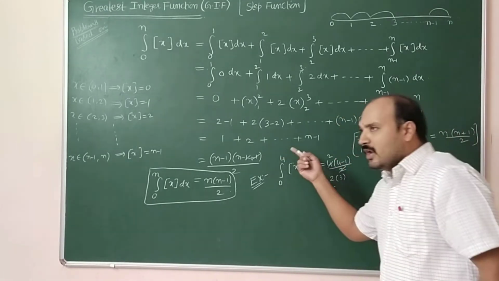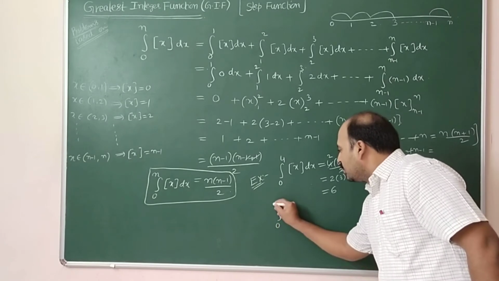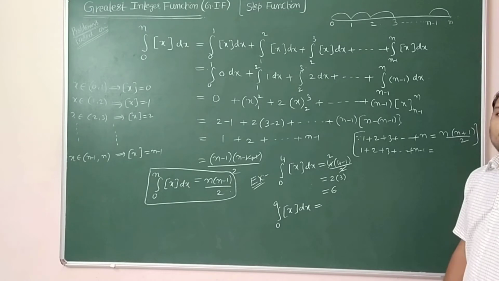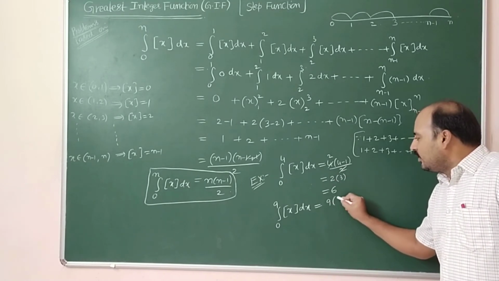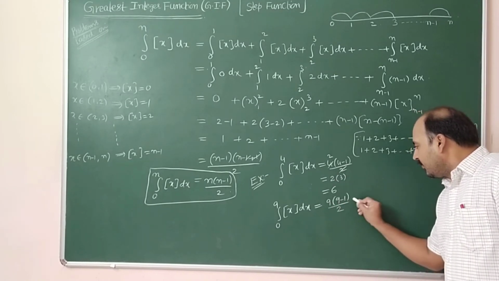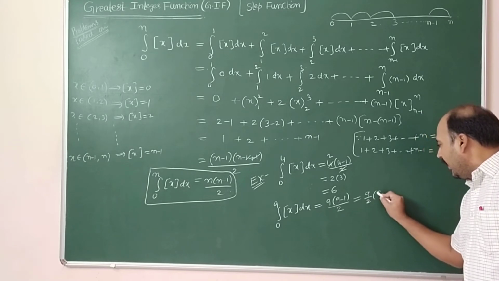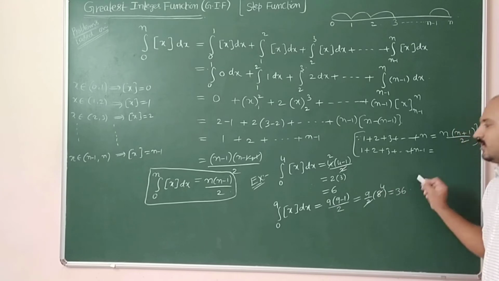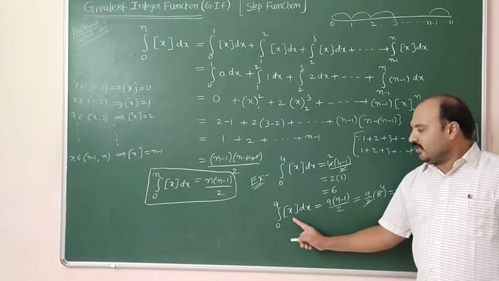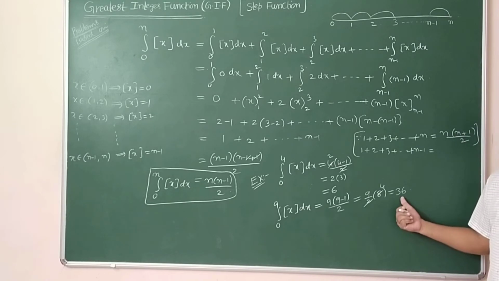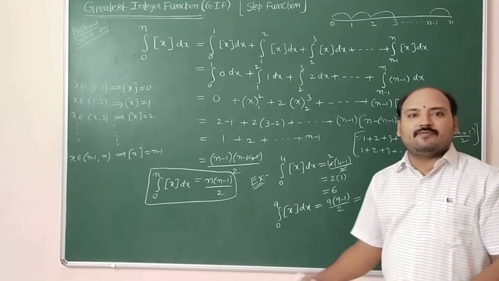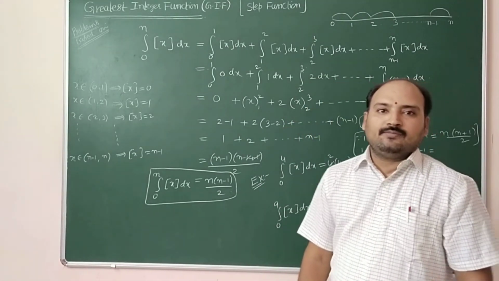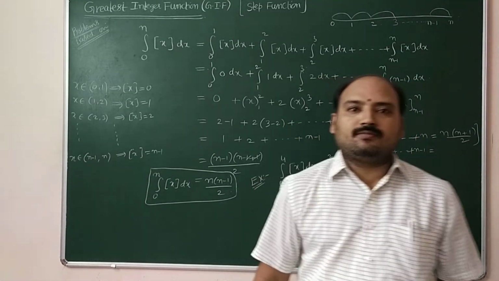Suppose in place of 4, we take an odd number. Integral 0 to 9 of step x dx is equal to n into (n minus 1) divided by 2, that means 9 into (9 minus 1) divided by 2, which is equal to 9 by 2 into 8. 2 4s are 8, so 9 4s are 36. Therefore, integral 0 to 9 of step x dx, the value is 36. This is the way we can use the step function formula. We will move to the next question.